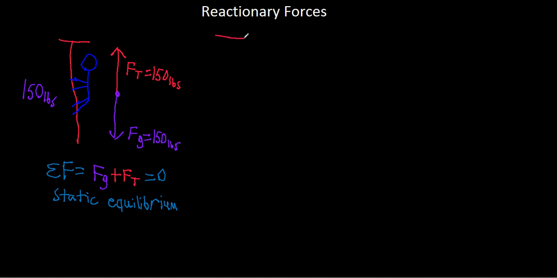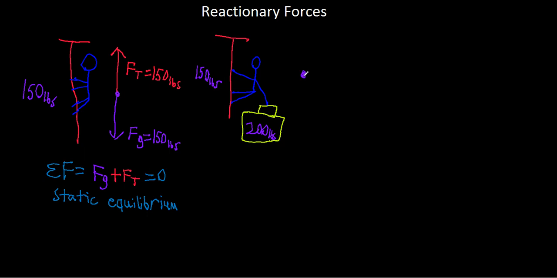All right, so let's draw another scenario to clarify some things about static equilibrium and reactionary forces like force of tension. Let's say the same person is hanging onto this rope. But this time he's grabbing onto some suitcase. So he's hanging on to this suitcase here. The person still weighs 150 pounds, and let's say the suitcase weighs 200 pounds.